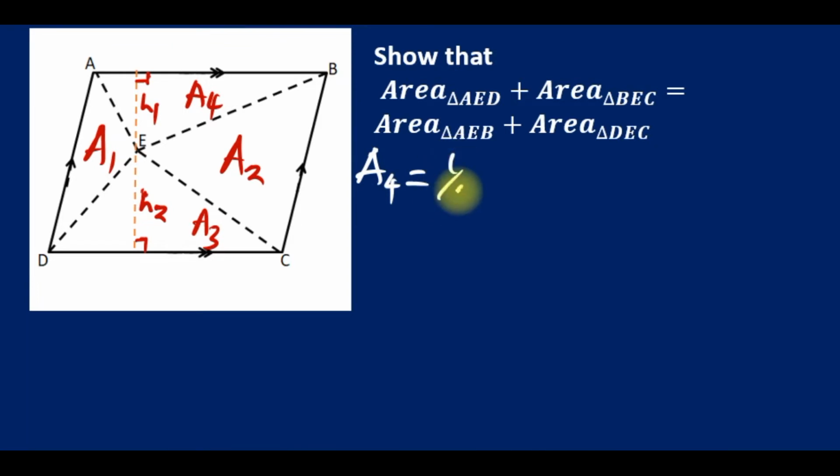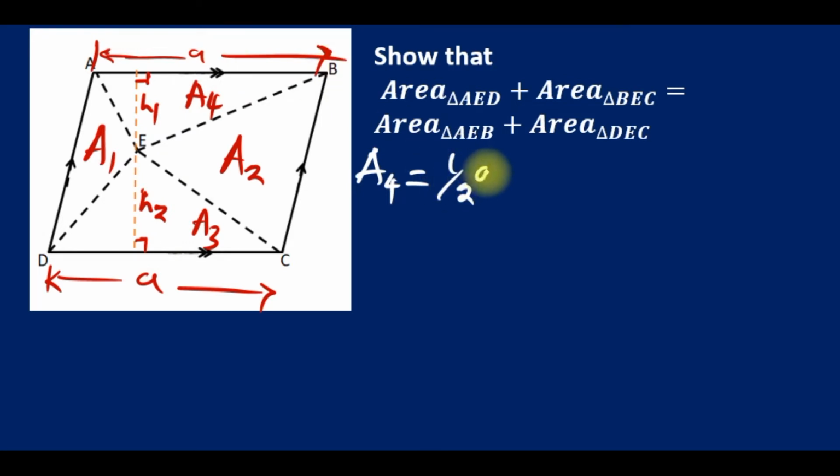A4 is half base times height. Remember this is a parallelogram, and in a parallelogram opposite sides are congruent. So if we call AB A, DC will also be A because opposite sides are congruent. So the base is A while the height is H1. And for area A3, it is also half A times H2, half base times height.